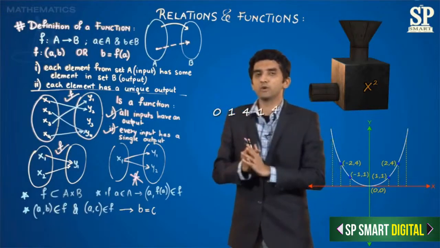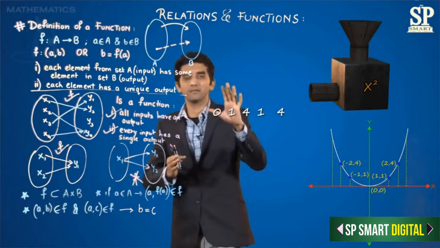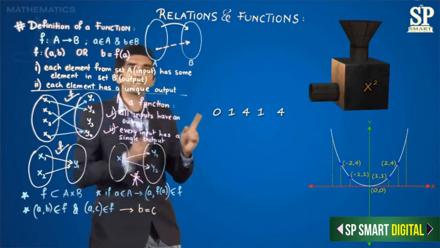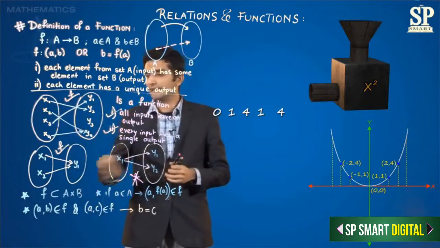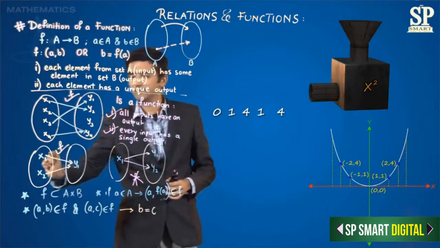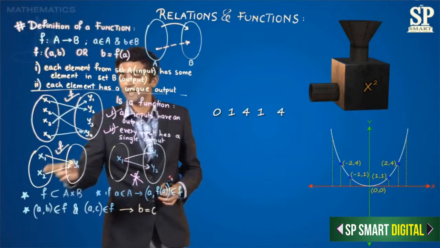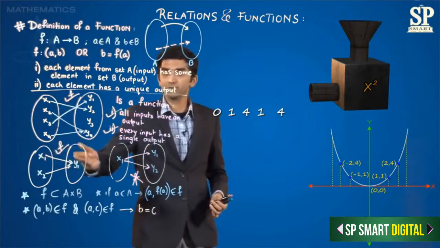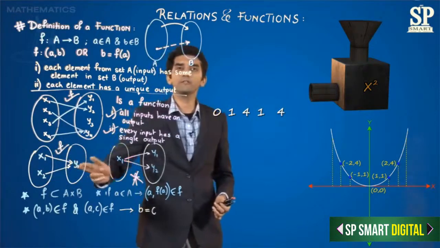One thing you would observe is that there are two different inputs which are still giving the same output. Like 2 is giving 4 and minus 2 is giving 4 at the same time. 1 is giving 1 and minus 1 is also giving 1 in this case.